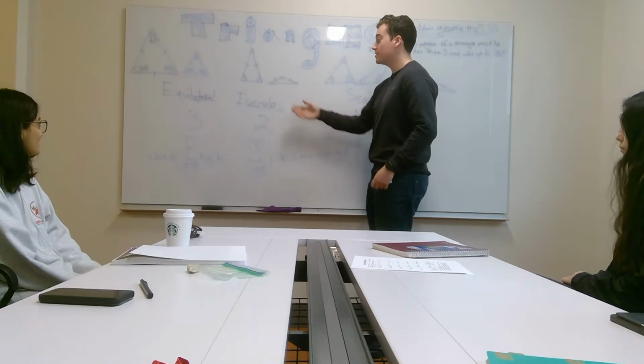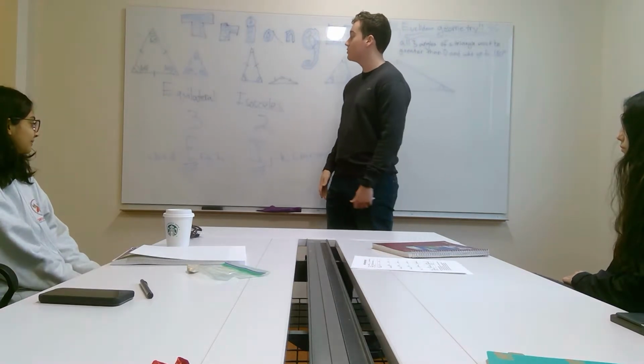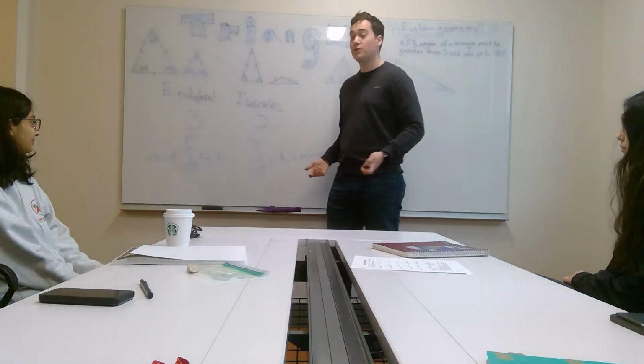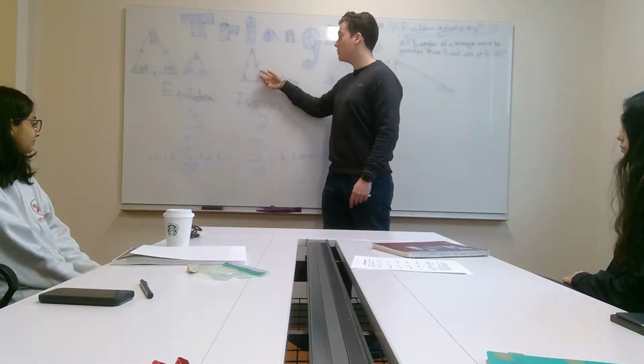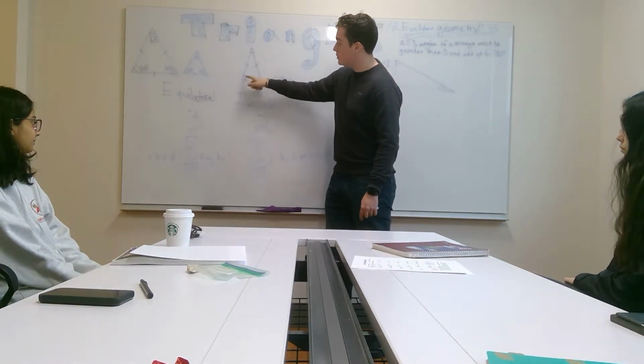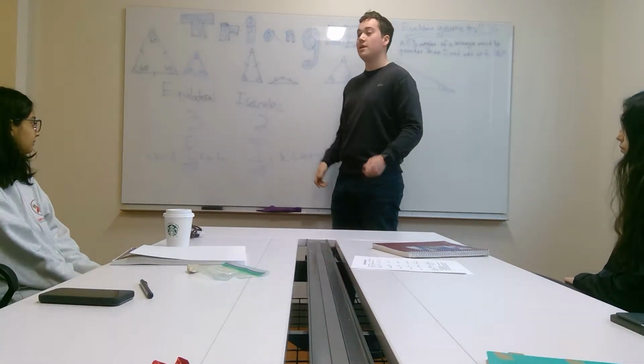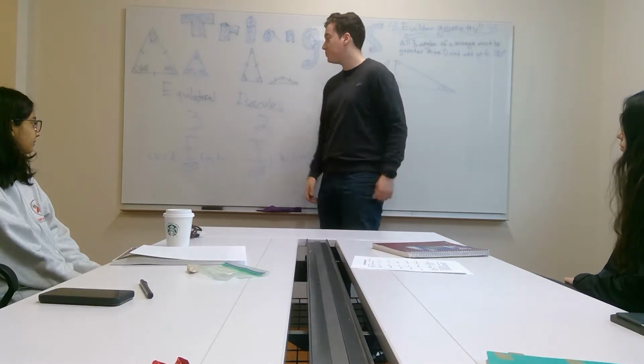Next triangle is an isosceles triangle. Now, an isosceles triangle has two equal sides and two equal angles. So, if you ever see a triangle that has two equal sides or two equal angles, these two little congruency lines, or two of the congruency little curves in the vertices here, then it's an isosceles triangle.